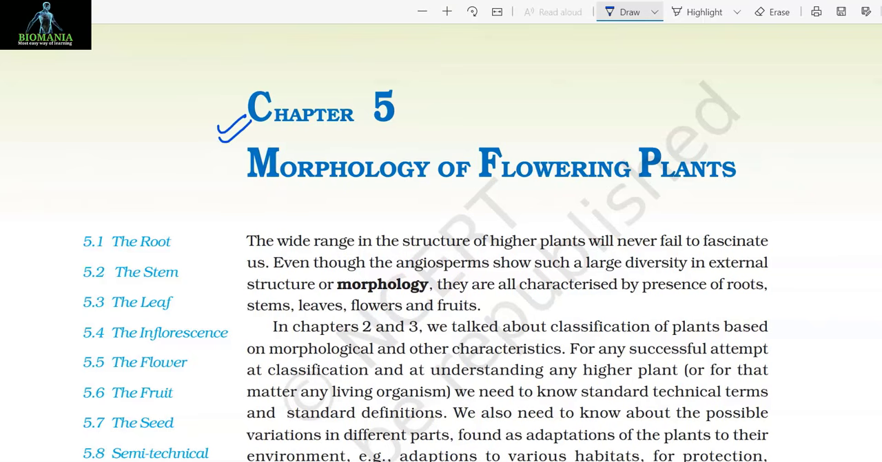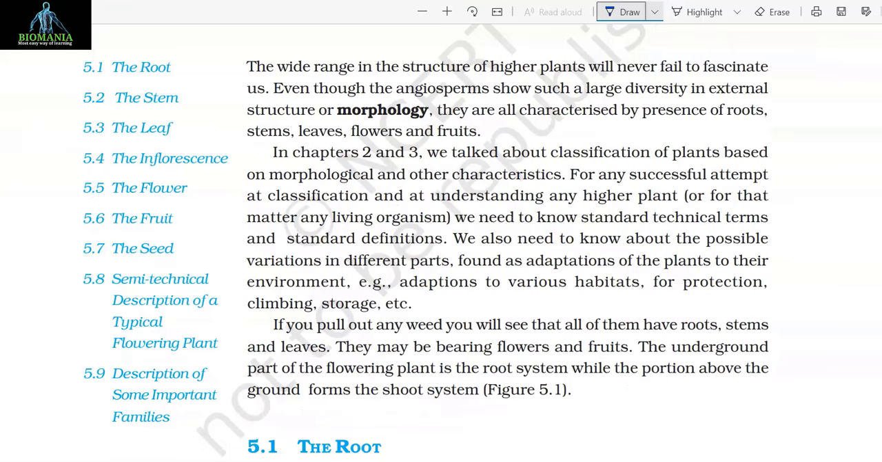Chapter 5 Morphology of Flowering Plants. The wide range in the structure of higher plants will never fail to fascinate us. Even though the angiosperms show such a large diversity in external structure or morphology, they are all characterized by the presence of roots, stems, leaves, flowers and fruits.